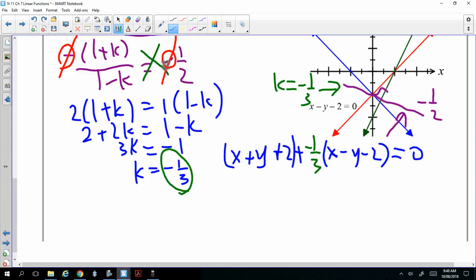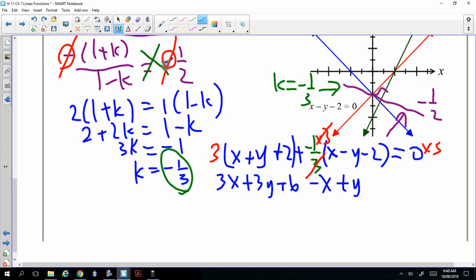Expand. 3x plus 3y plus 6 minus x plus y plus 2 equal to 0. And then we collect like terms. 2x plus 4y plus 8 equal to 0. x plus 2y plus 4 is 0. We found it. That's the line perpendicular to the first one.